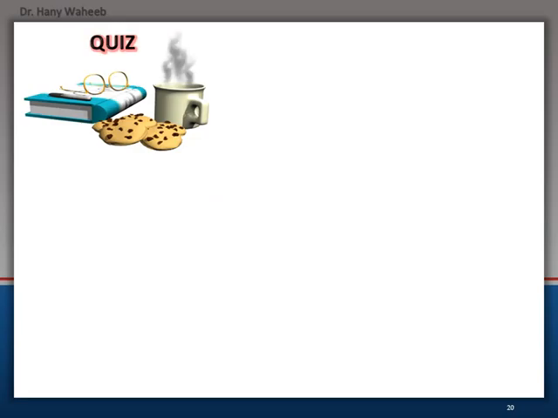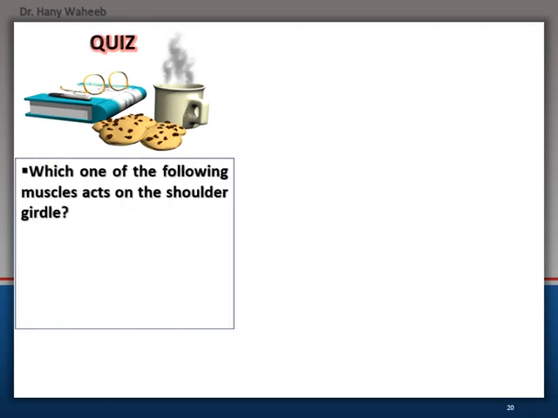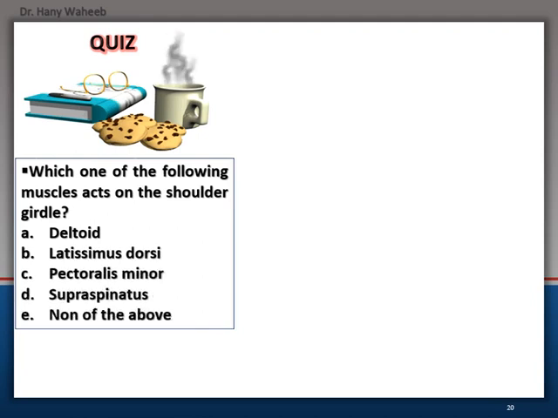Dear students, answer the following quiz. Question 1. Which one of the following muscles acts on the shoulder girdle? Deltoid. Latissimus dorsi. Pectoralis minor. Supraspinatus. None of the above. Correct answer is C, pectoralis minor.